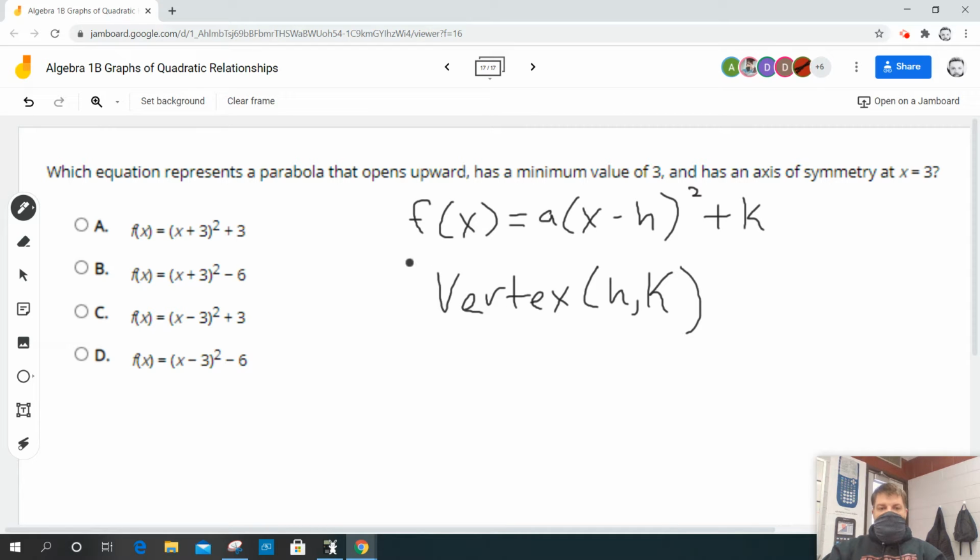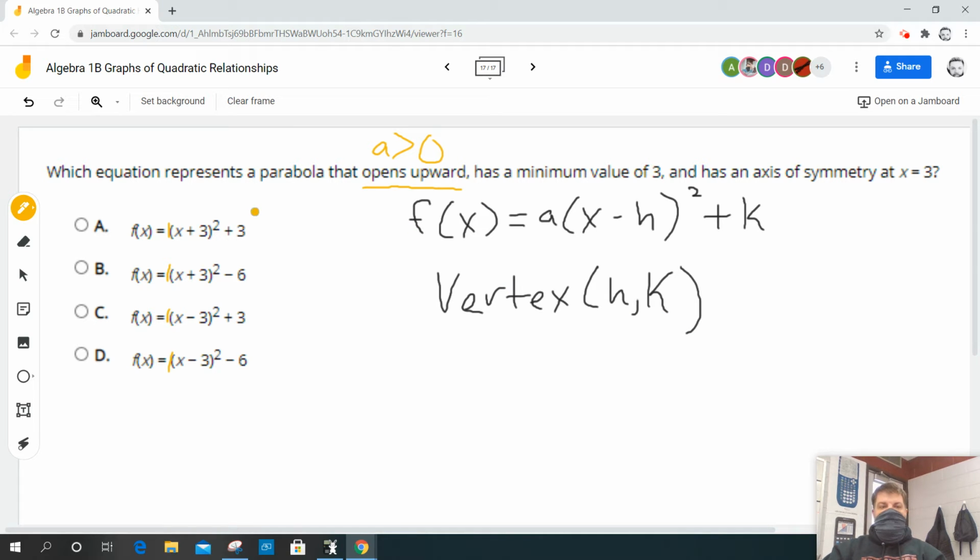Well, one thing I know for sure is that in order for this to open up, a has to be positive. In other words, it has to be greater than 0. Okay, well, look, all of these technically have a 1 in front of them, and 1 is greater than 0, so we're good there. So in all those scenarios, a equals 1.